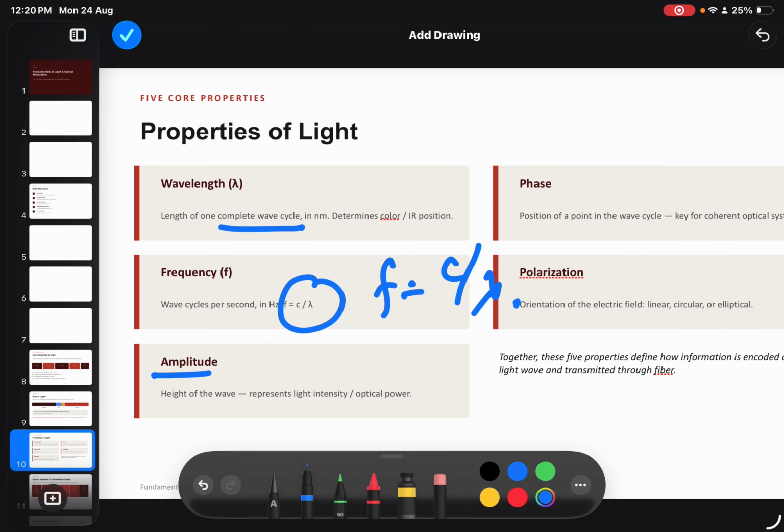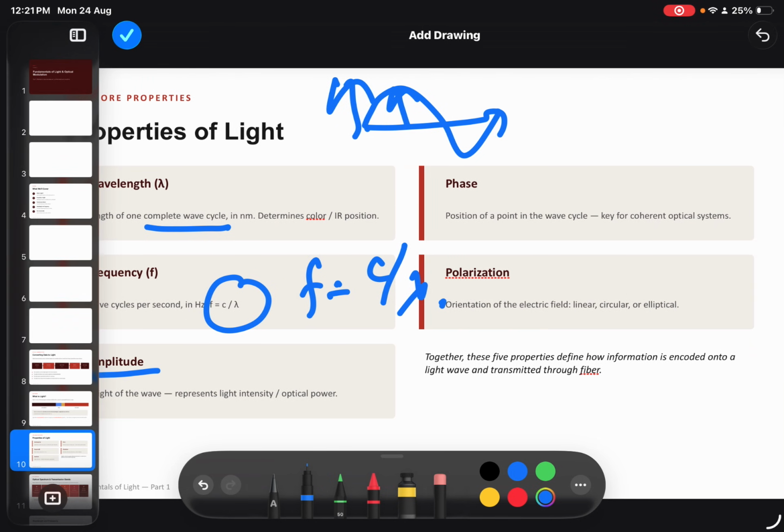Similarly, what is the amplitude of light? When you complete the wave, this height of the wave is known as the light intensity or the amplitude. So this represents the intensity of the light. Then we have the phase. The phase is the position of the point inside this entire wave, on the complete cycle of the wave, where it lies.